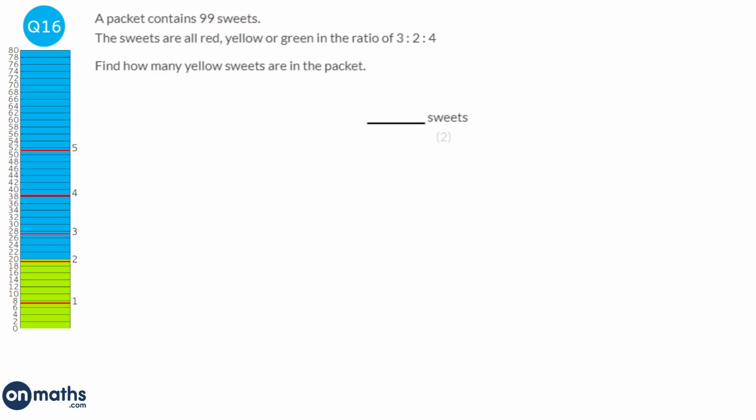1952. So we've got to first of all work out how many parts there are altogether. So we're told that the ratio of red, yellow and green is 3 to 2 to 4.